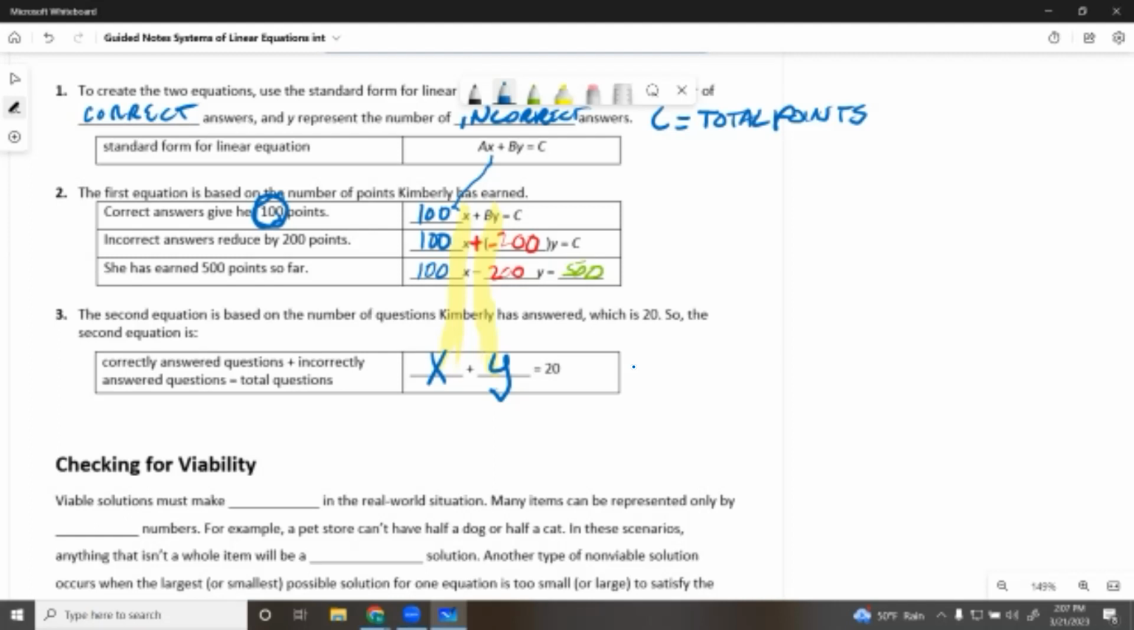Correct or incorrect, we are just adding the total numbers answered. So you might answer 5, but only got 4 correct, but you still answered 5. That's this. So that's how that works. And then you have to check them for viability. So what you're going to do is go back and double check that it works. I'll pause and get onto that next.